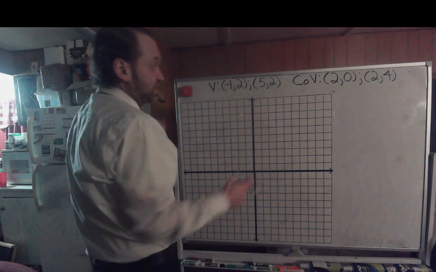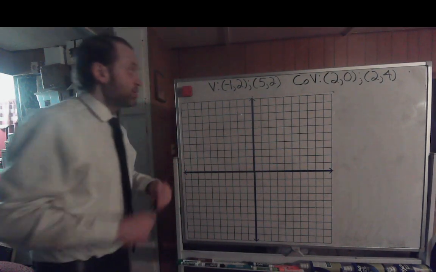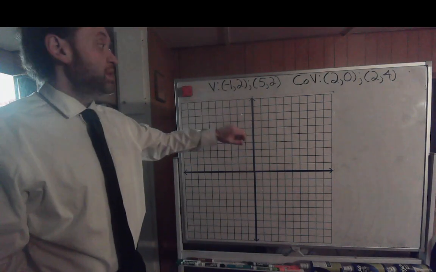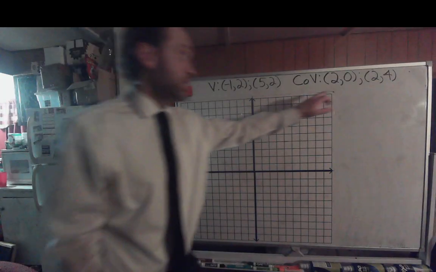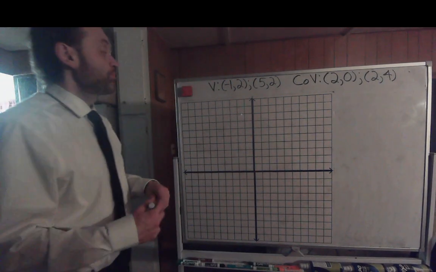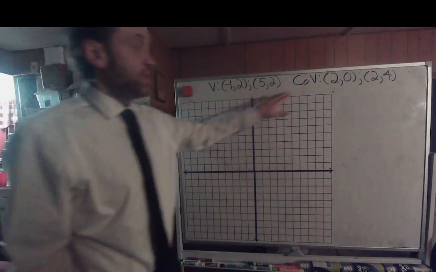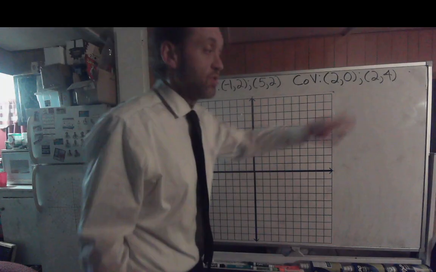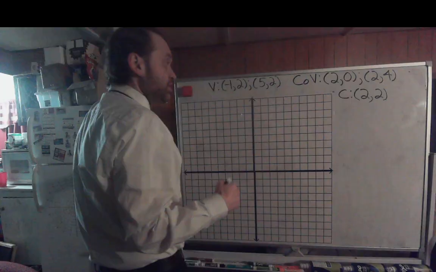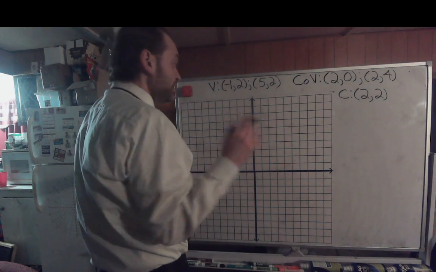So we can use the distance formula to find the center, right? Because the center is always equidistant between the two vertices or between the two co-vertices. Basically, if you have a set of each, pick one. I think the co-vertices are going to be easier to work with. So the center of (2, 0) and (2, 4) is going to end up being x-coordinate of 2, y-coordinate of 2. So your center is actually at (2, 2), right?